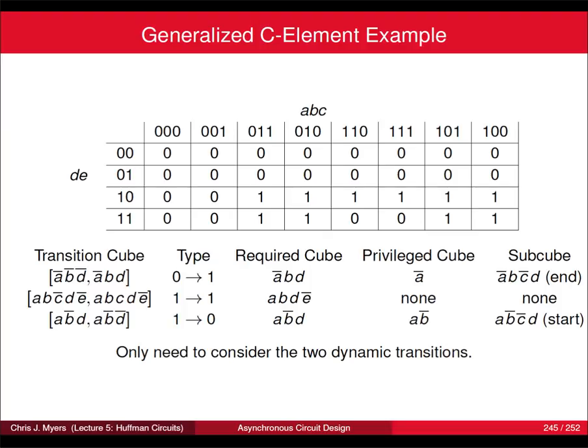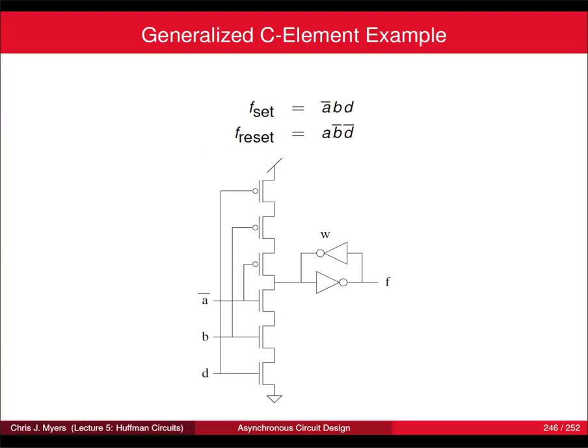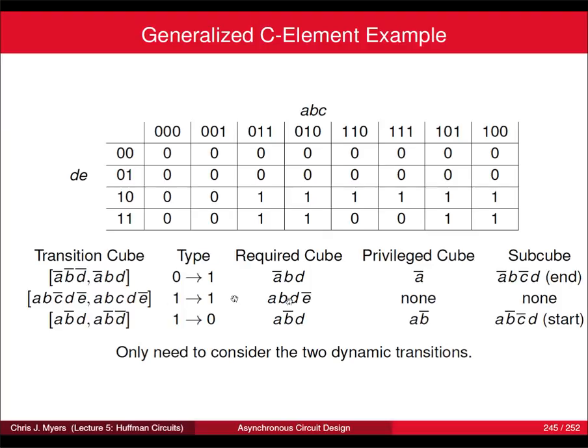But in generalized C elements, we'd only have to consider the two dynamic transitions. So we're going to skip this static transition. We only worry about these two dynamic transitions. Now, the required cube for the set is going to be that one right there. And the required cube for the reset is going to be that one right there, because when we go up there, that's when we want to reset. No, the below one, right? No, because it's when you get there, you reset, because we're doing the reset function.